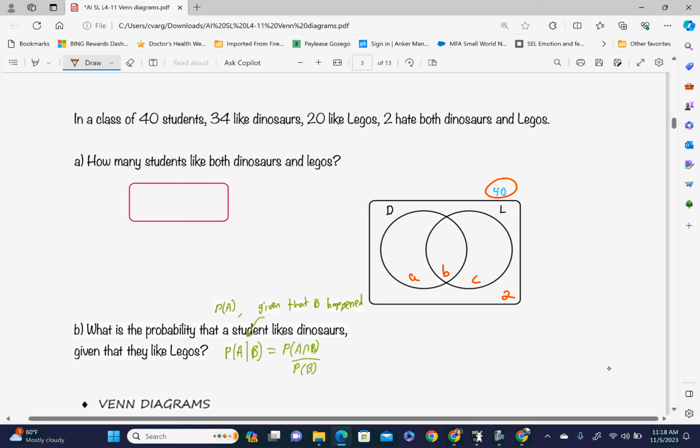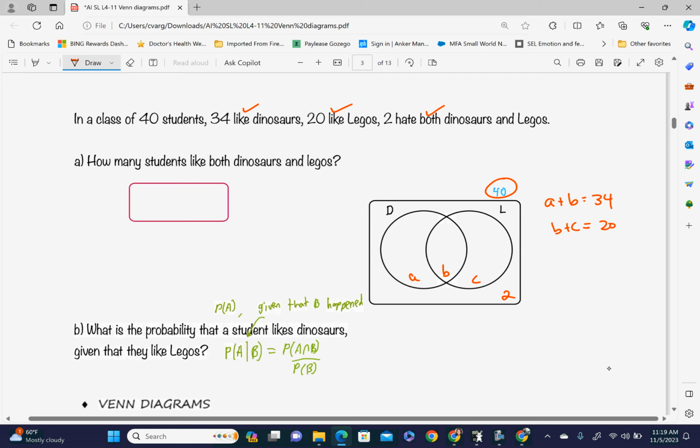Now let's see if we can use what we're given to help us. They told us that 34 like dinosaurs. So visually, A plus B equals 34. Let's do this systematically. 20 like Legos, so here's our Legos: B plus C is equal to 20. So I use that, and I use this.